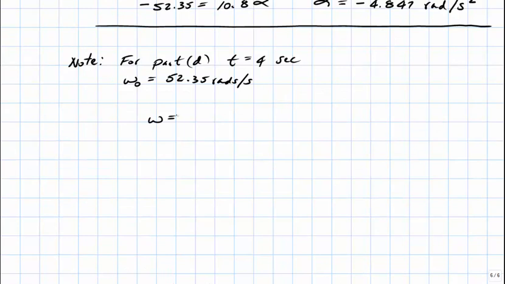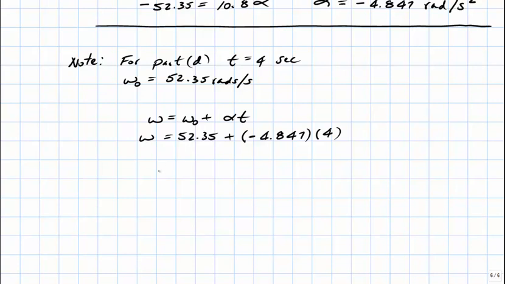And so, omega can be found through omega 0 plus alpha t. As we noted, omega 0 equals 52.35. Alpha was just calculated as negative 4.847. And the time that we're spending in phase B equals 4 seconds. The result equals 32.96 radians per second.